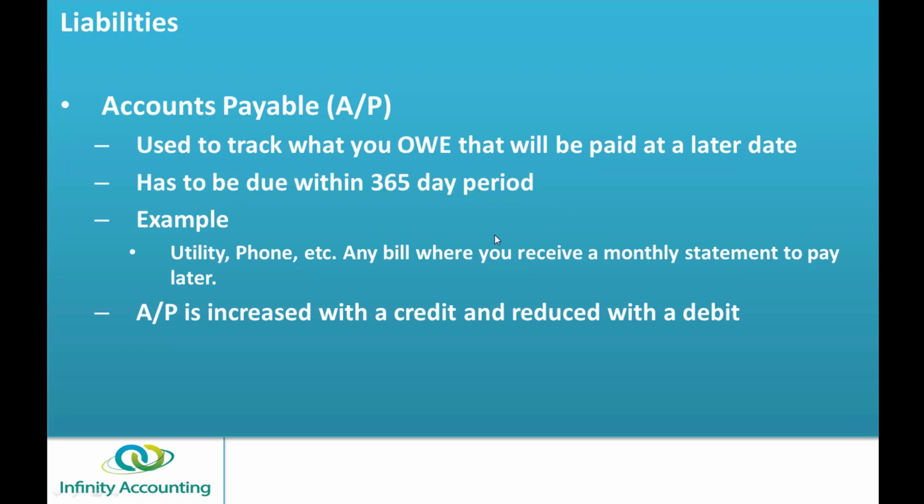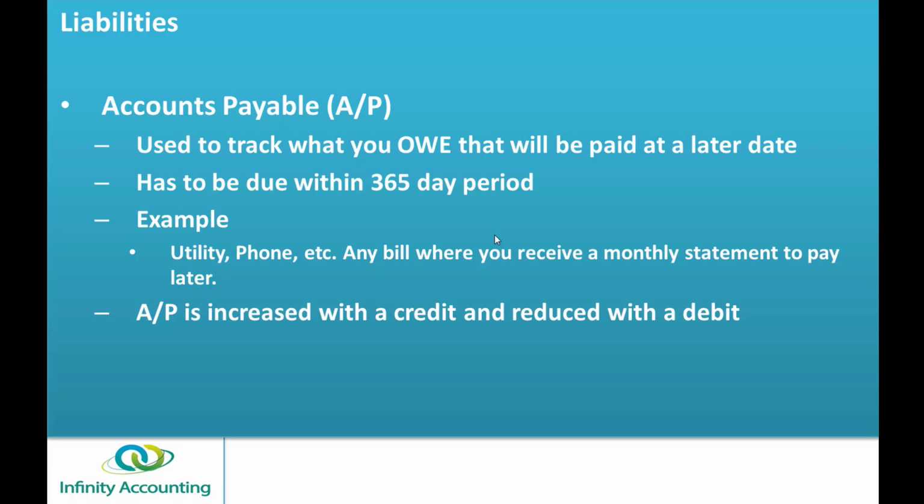Accounts payable is an account on the liability side. Accounts payable is used to track what you owe that will be paid at a later date. Usually it's debts that are due within 365 days, or a year. Examples are utility bills, phone bills, and basically anything where you receive a monthly statement to pay later. It's increased with a credit and reduced with a debit.